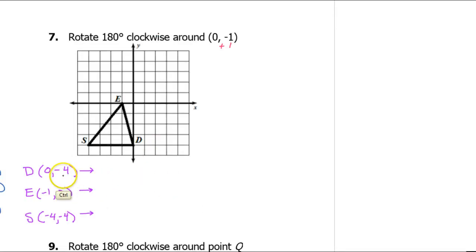So that means I need to add 1 to all the vertices. So plus 1, well, the y coordinate anyway. So plus 1, plus 1, plus 1. So that's going to give me a new point, (0, -3), (-1, 1), and (-4, -3).